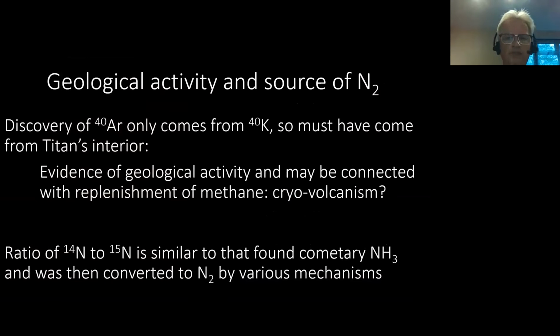So you may remember that isotopes are kind of types of elements. An element is distinguished by the number of protons in its nucleus, but a given element may vary in the number of neutrons. Argon has 40 neutrons and protons. I think it has 18 protons in its nucleus, and argon 40 has therefore 22 neutrons. But the important point is that argon-40 only comes from an isotope of potassium called potassium-40, and that only comes from radioactive decay of potassium-40.